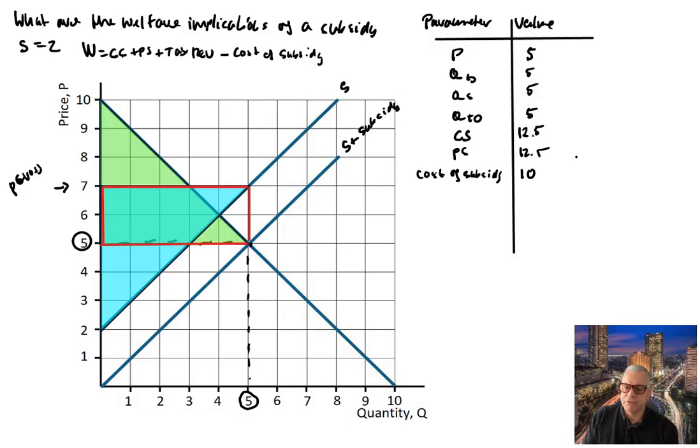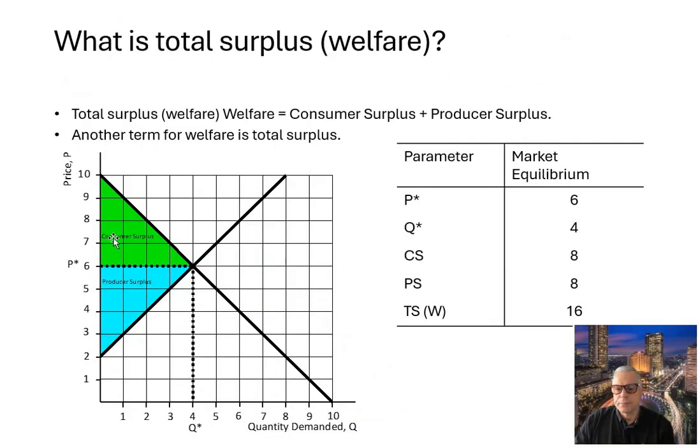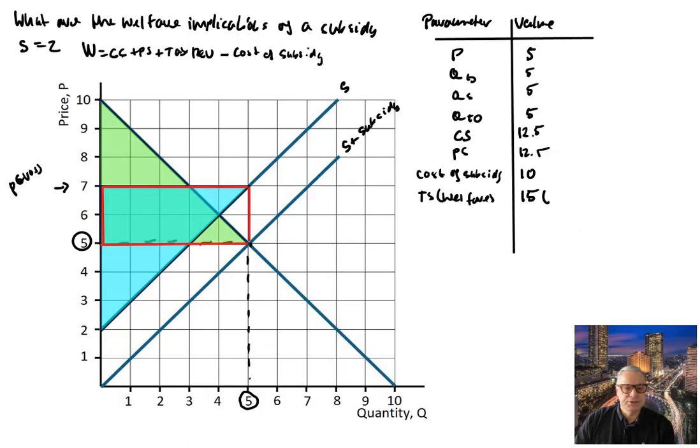Okay, so now what is welfare or total surplus? That is 12.5 plus 12.5 minus 10, so that's 15. And in our reference scenario, which is the market equilibrium, we always had a welfare of 16. So in this case, we have a deadweight loss of 1. Okay, where do we see that deadweight loss? Well, the deadweight loss is obviously this triangle here.